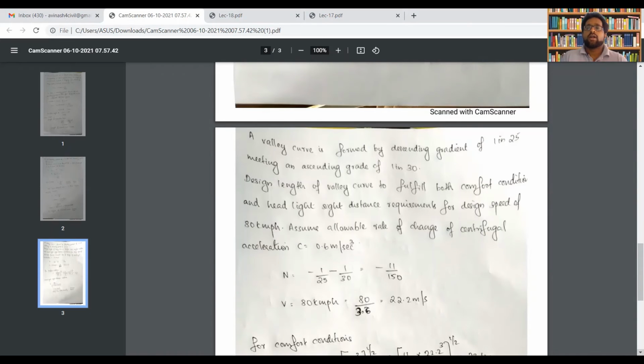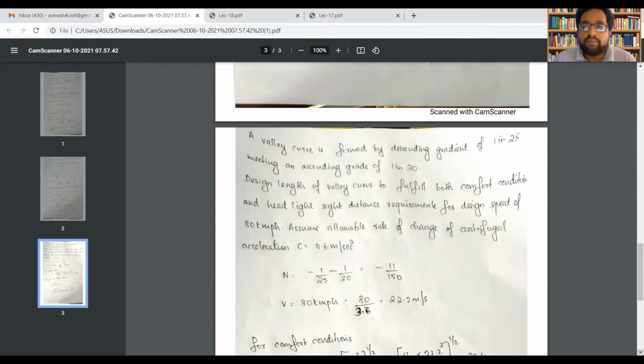What is given? The gradients are given. A valley curve is formed by a descending gradient of 1 in 25 and an ascending gradient of 1 in 30. Okay, so these are the two gradients. Now, what should be the length of valley curve?